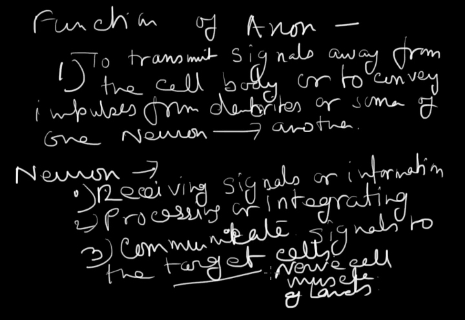So this is all for today, the structure and function of different parts of the neuron. In the next class, we'll discuss the transmission of nerve impulse through the neuron.